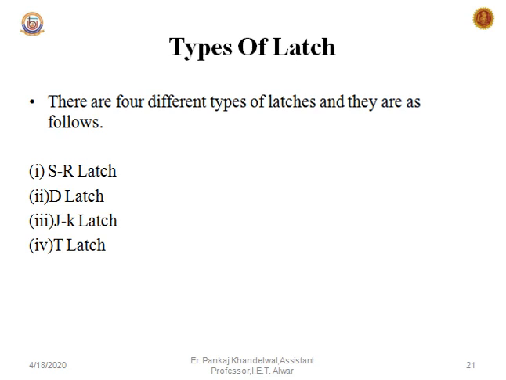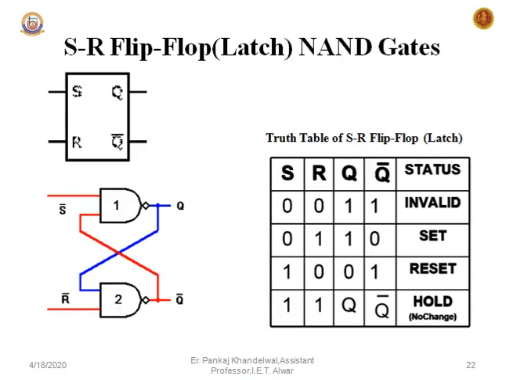Take a look at the symbolic representation shown below. Types of latch. There are 4 types of latch: SR latch, set reset; D latch, delay latch; JK latch, Johnson and Kilby latch; and T latch, toggle latch.